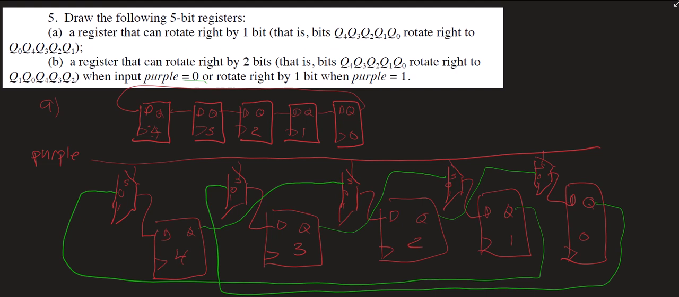Or rotate right by 1 bit when purple equals 1. So if purple equals 1, you're just going to go to the right by 1 bit. So I'm going to go from 4 right there. From each output, I'm going to go to the 1 of the register directly to the right, and then the last one goes back around to the beginning.